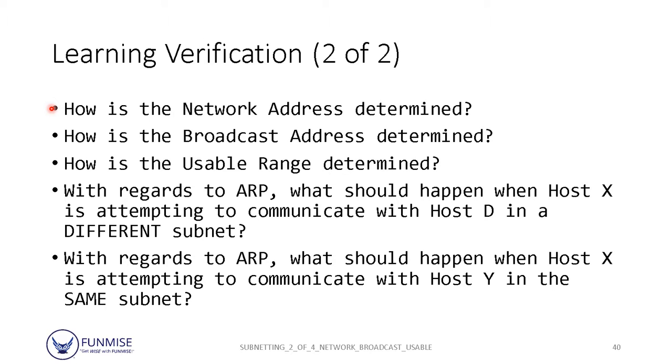With regards to ARP, what should happen when host X is attempting to communicate with host D in a different subnet? With regards to ARP, what should happen when host X is attempting to communicate with host Y in the same subnet? These are some important questions right here, trust me. I know you've seen them many times by now, but they're very important questions.